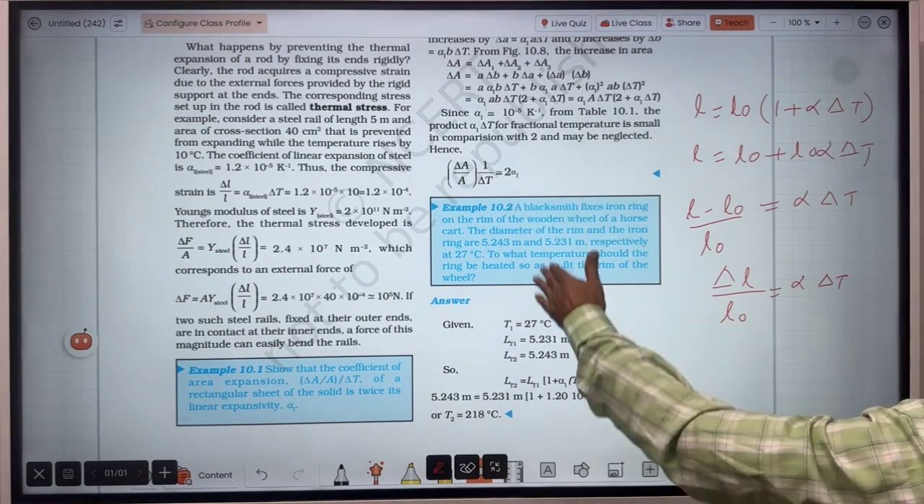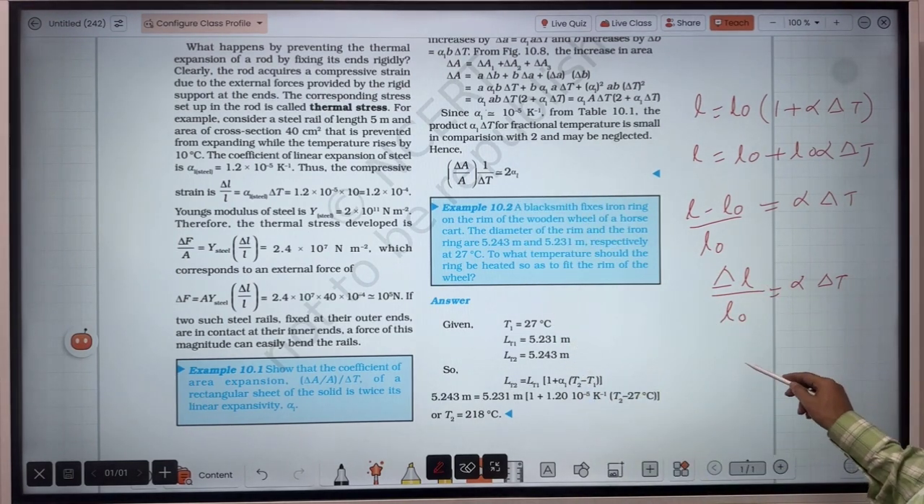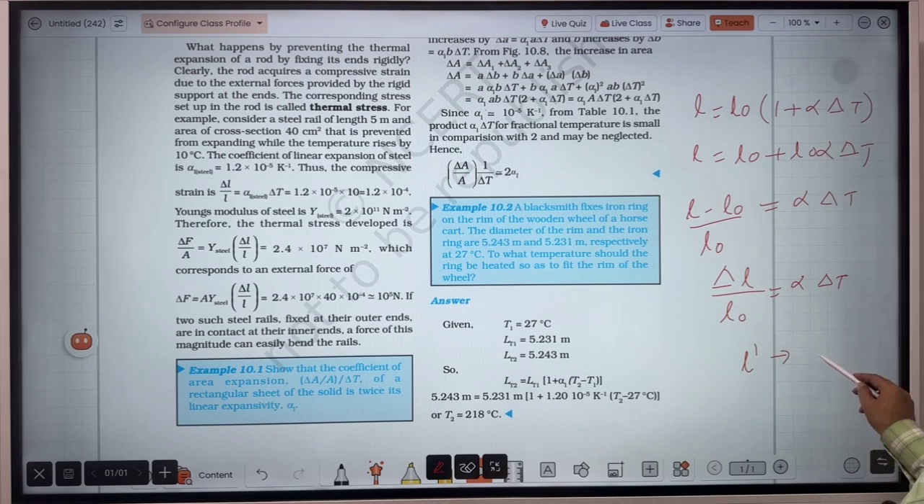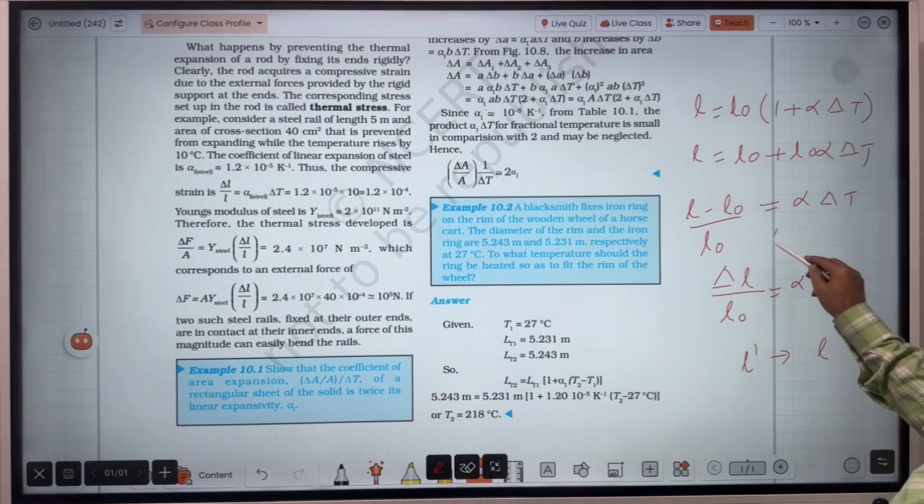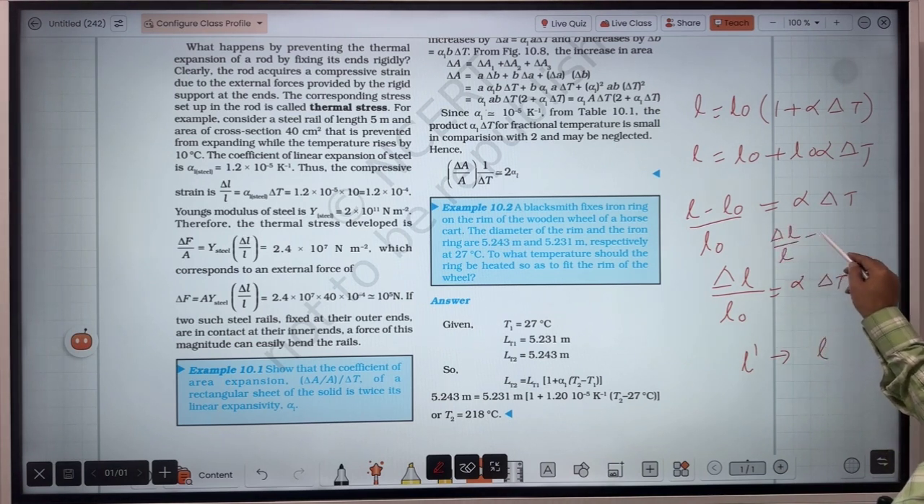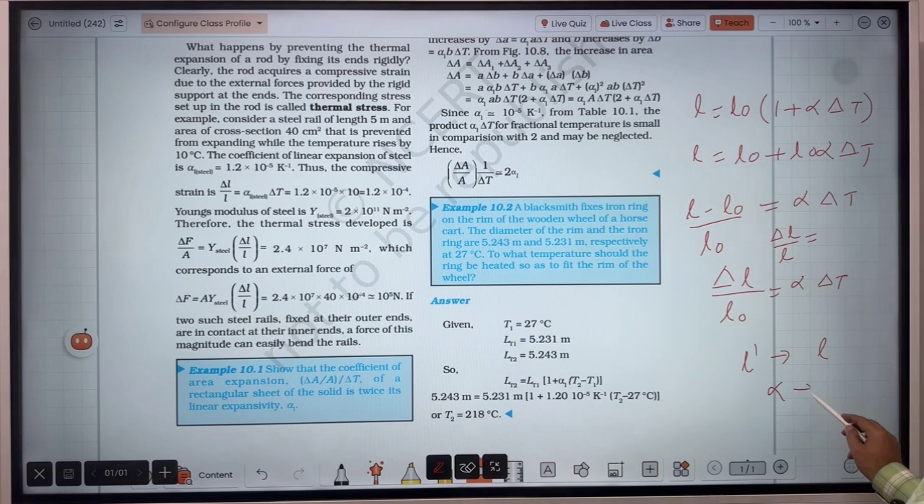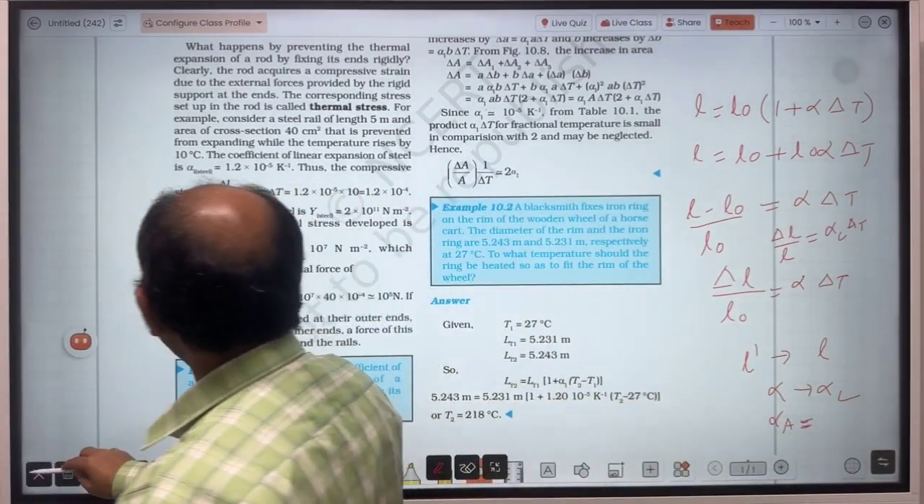Here what notation is used? So that is L dash is the changed length, L is the original length. If we use that concept, in that case we will get delta L upon L, and alpha. Alpha is used as alpha L, and when we talk about alpha A, it means we are taking the coefficient of areal expansion. So I'm just going to explain that also. So here delta L upon L will give alpha L delta T. So let's analyze it clearly.